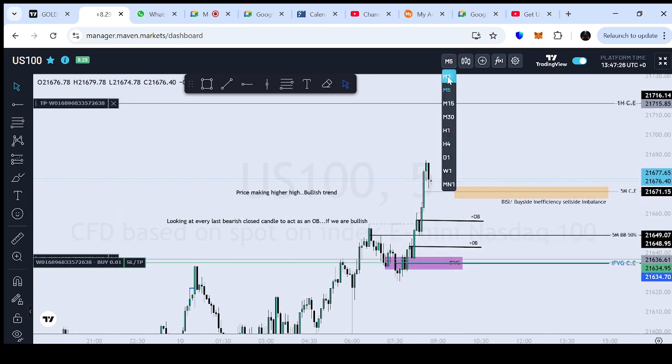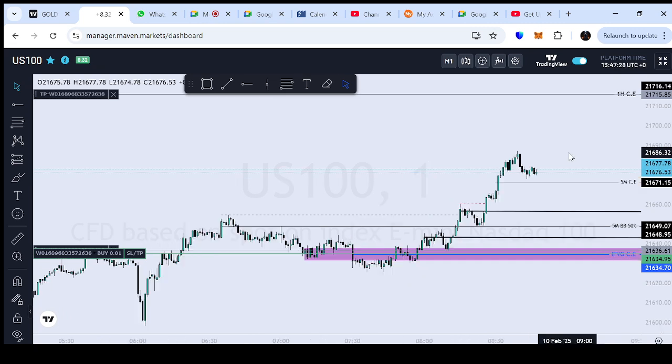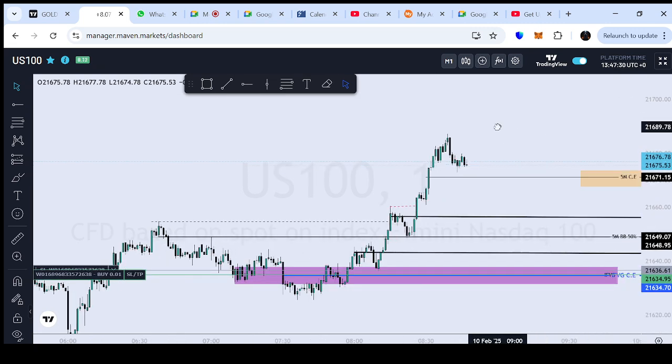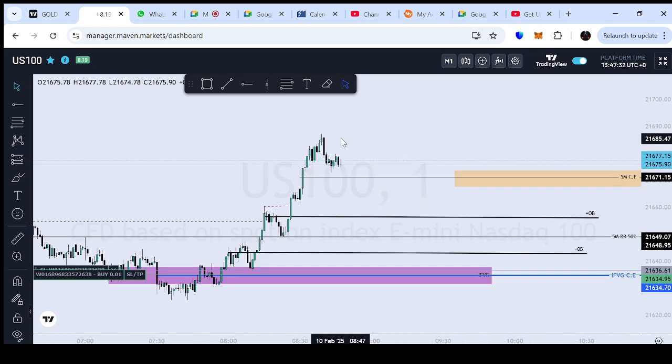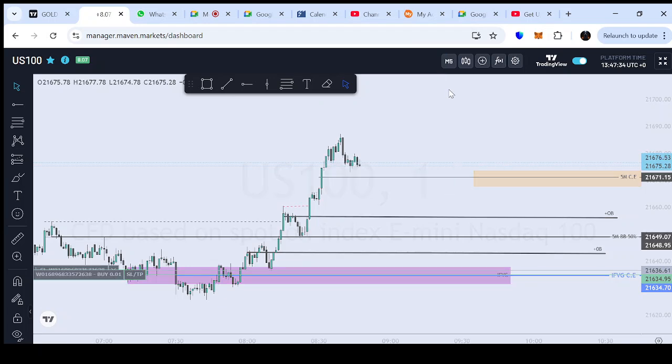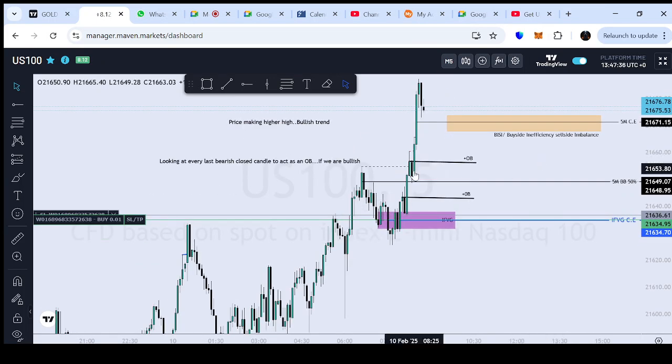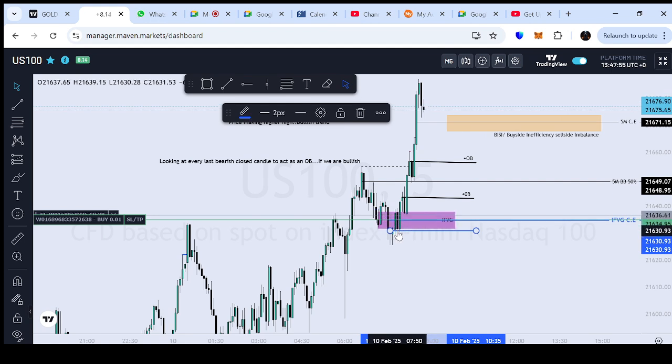Go over to 1 minute and see the price action. Sorry, look at 5 minutes. If we are bullish, we are looking at every last bearish close candle to act as an order block. If we are bullish, this is the last close candle over here, acting as a support level.